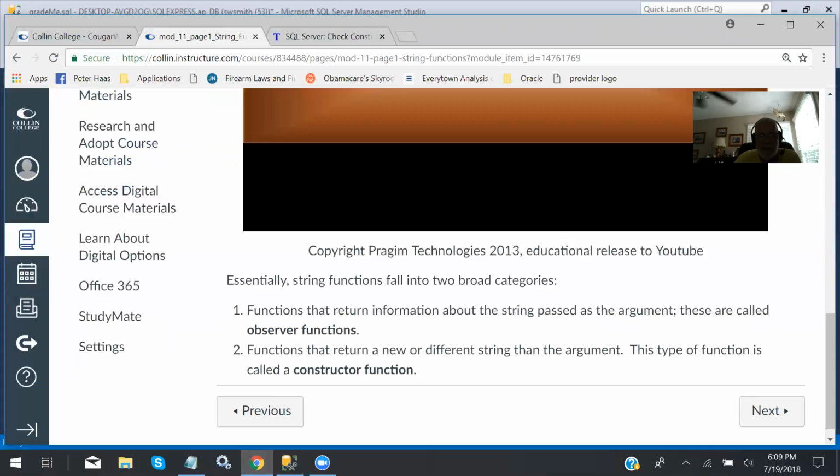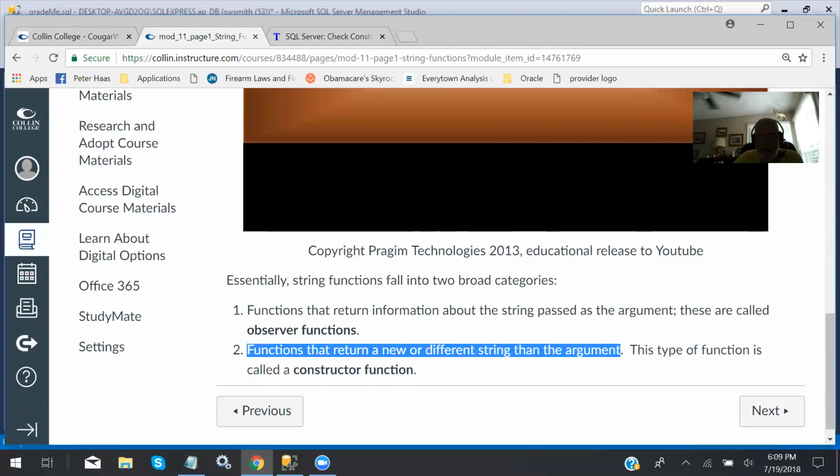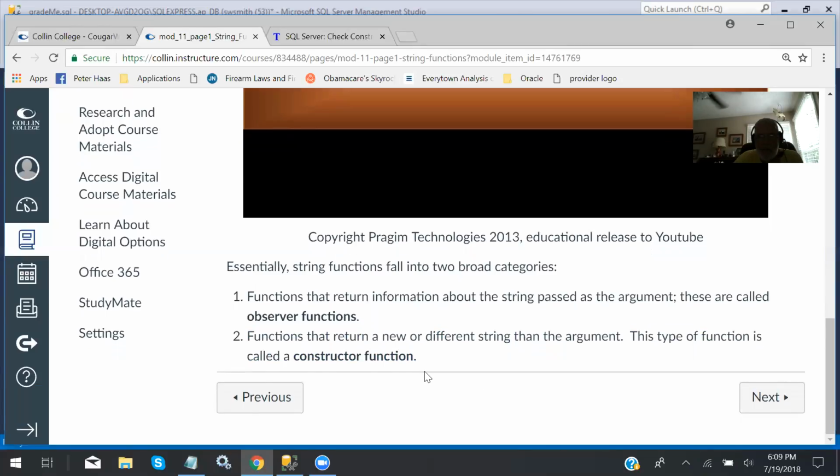Let's go back to this. So string functions that give us information about the string being passed as the argument are called observers. So LEN, the length of a string, is a classic observer. The length function does not change the string. It just tells you some information about the string. How long is it? It tells you how many characters it has in it. And then finally, functions that return a new or different string other than the argument. This type of function is called a constructor. Now we're going to see that if I concatenate 2 strings.